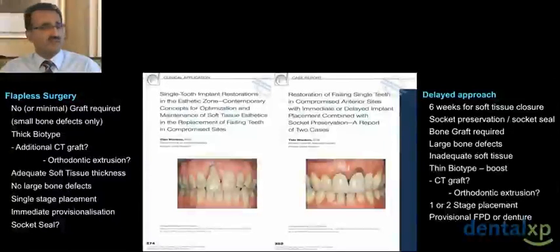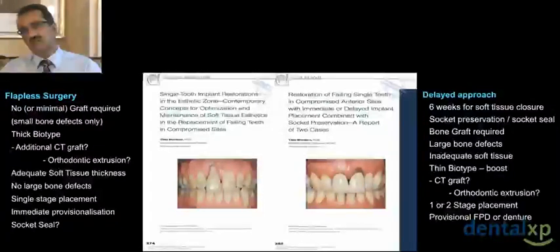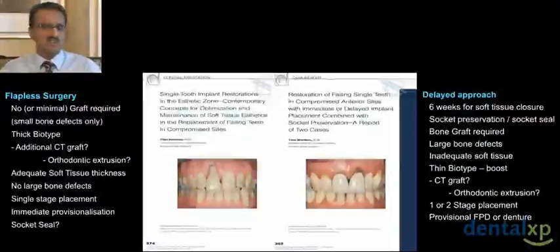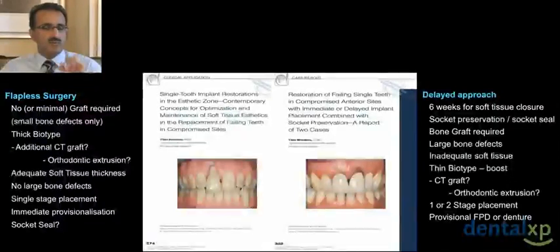I have to admit, it's not something that we like to do that often. There are some cases where we like to do it. I generally prefer to do a delayed implant placement approach, an early delayed approach, which we'll talk about. So flapless surgery can be done where we've got certain parameters.